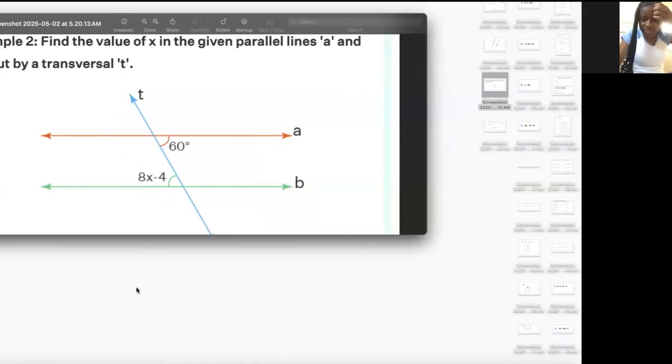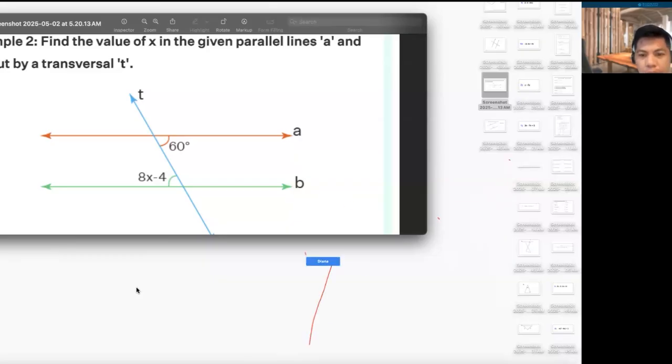We have 8x minus 4 and a 60. What's their relationship? Obviously they are not corresponding, right? They're in the same place, but in a different place. So they're not corresponding. Let's try to forget those terms. Let's use the corresponding.